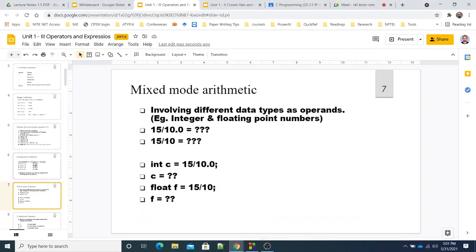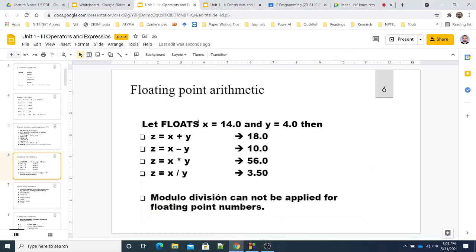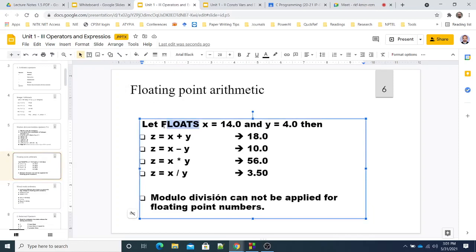Then mixed arithmetic. This floating point can be a double. So these are basically real numbers, floats or doubles. We can apply all these operators except the modulus operator or modulo division. All others we can apply.